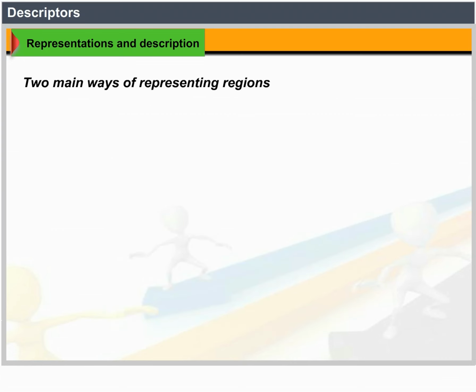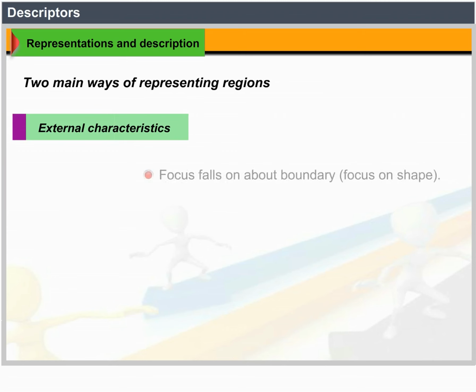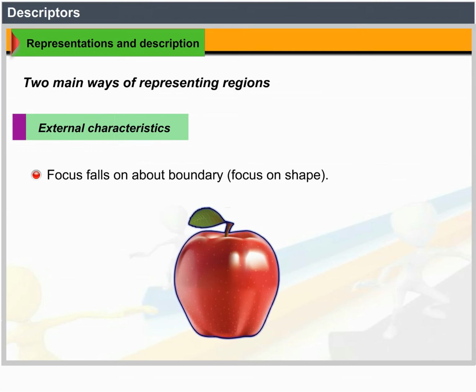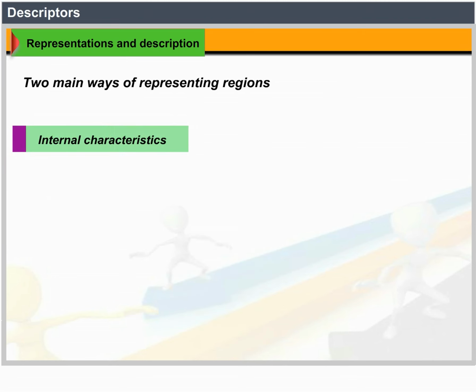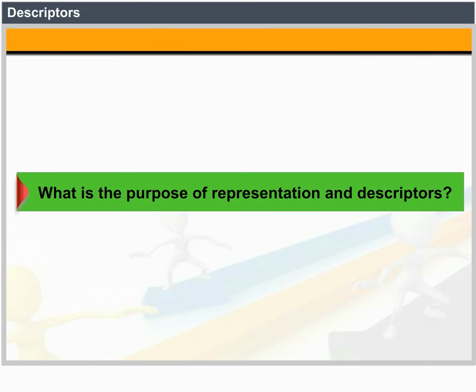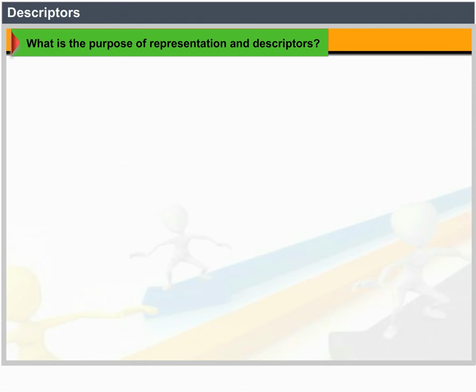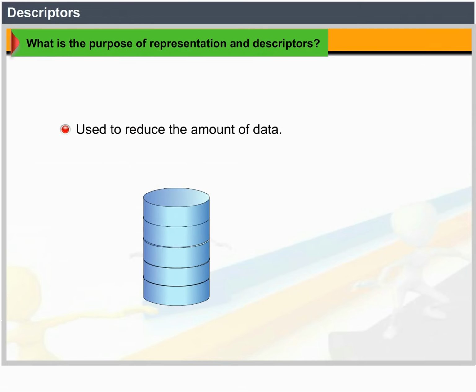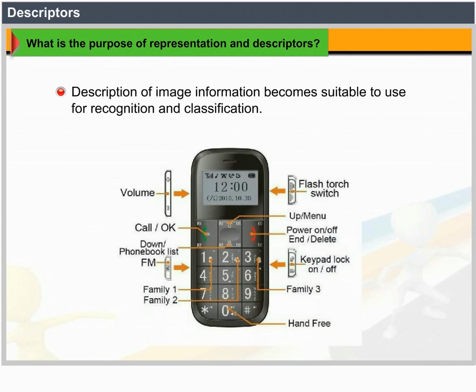Two main ways of representing regions. External characteristics: about the boundary, focus on shape. Internal characteristics: about internal pixels, focus on color and texture. Why representation and descriptors? Used to reduce the amount of data. Description of an image gives information suitable for use in recognition and classification.